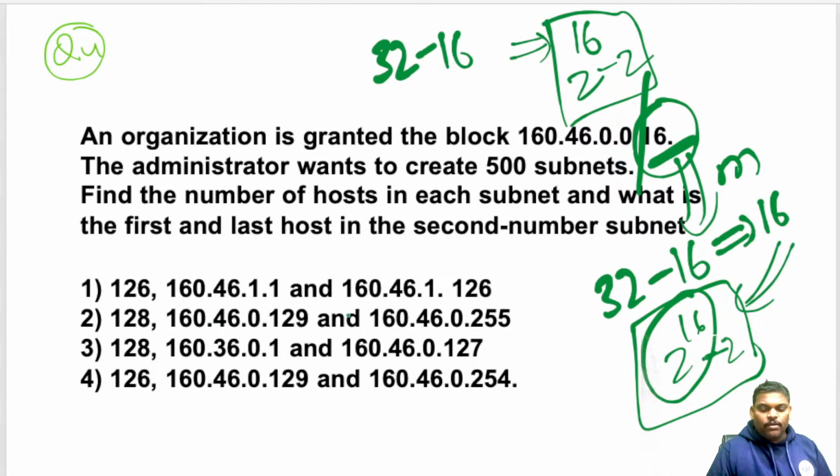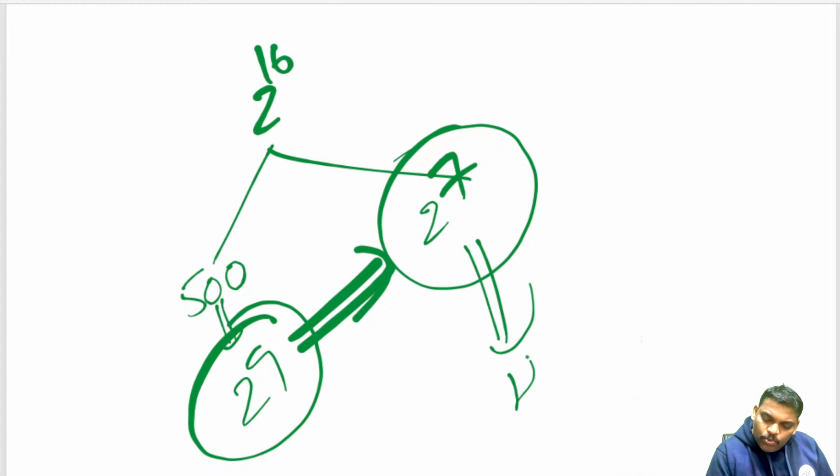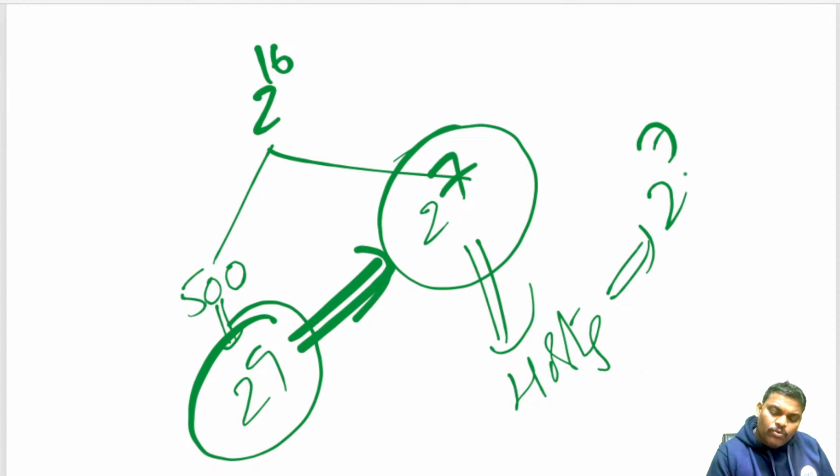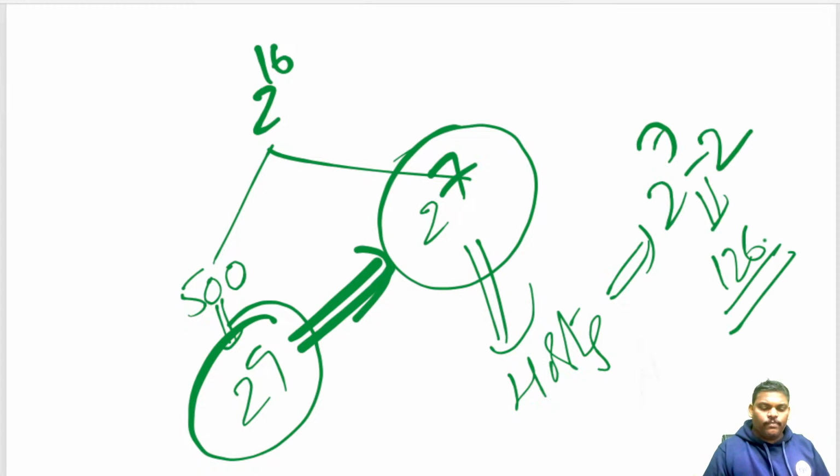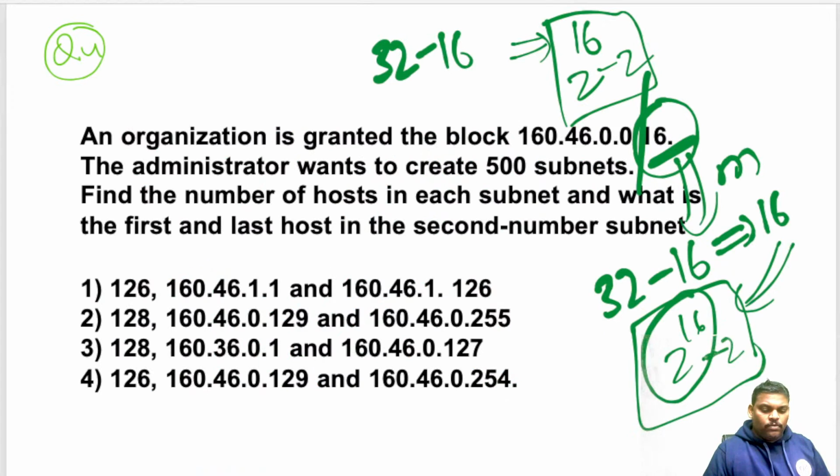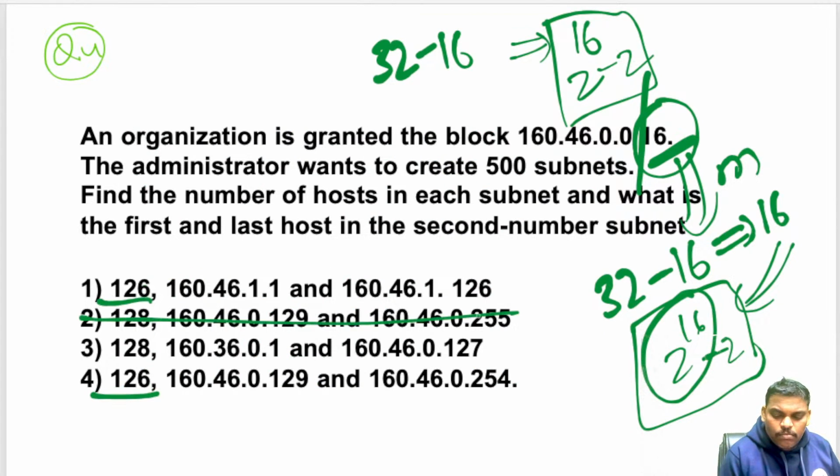Find the number of hosts in each subnet. I think this many hosts are possible, which is going to be 2 power 7, that is 128, minus 2, so 126 hosts possible. Next one, that is fine.